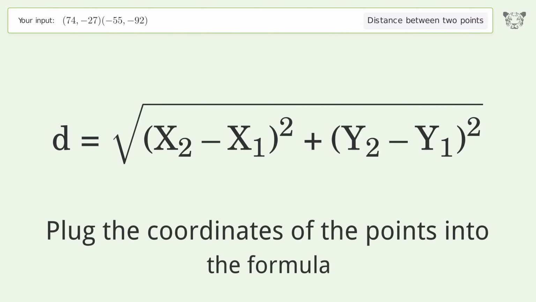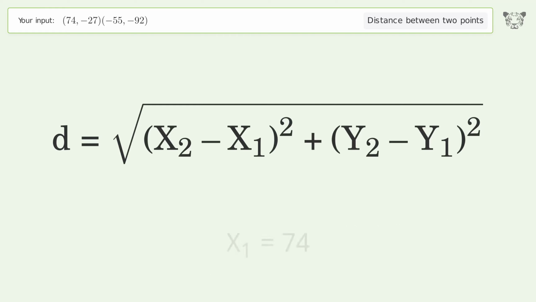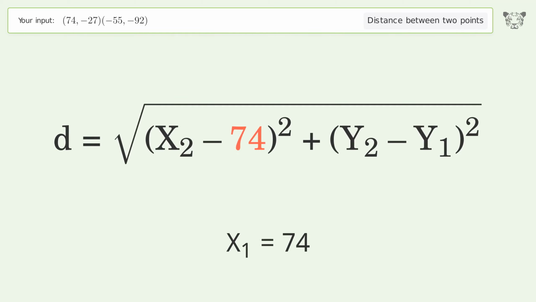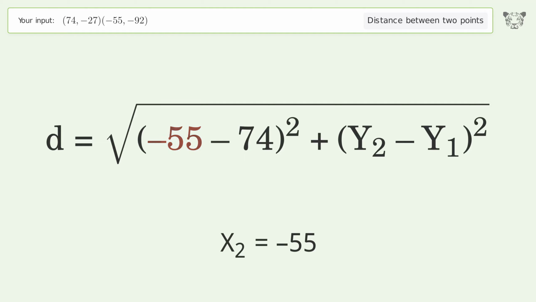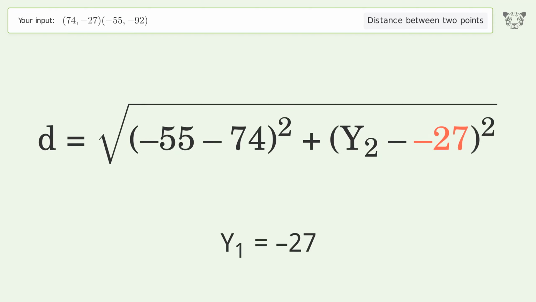Plug the coordinates of the points into the formula. x1 equals 74. x2 equals -55. y1 equals -27. y2 equals -92.